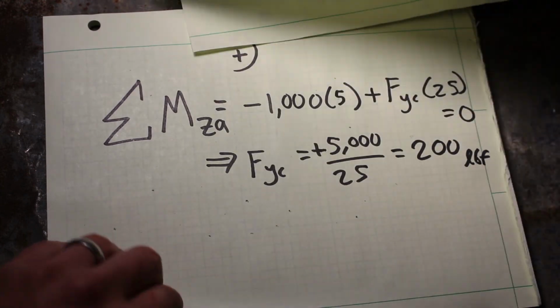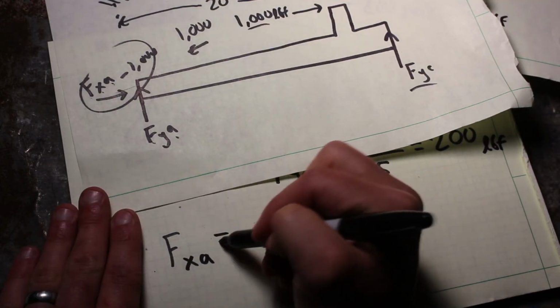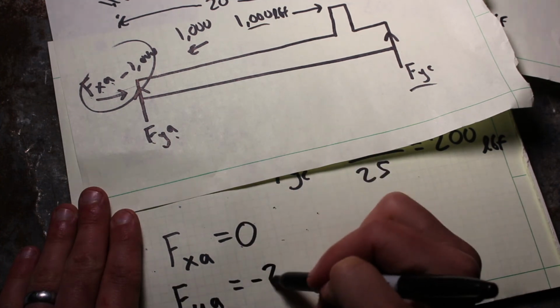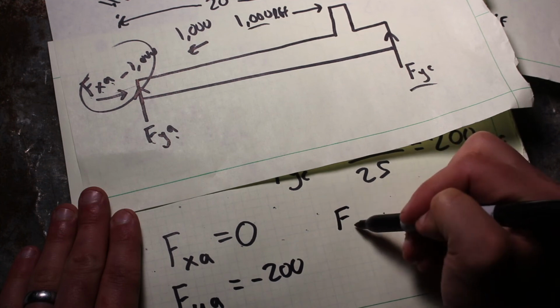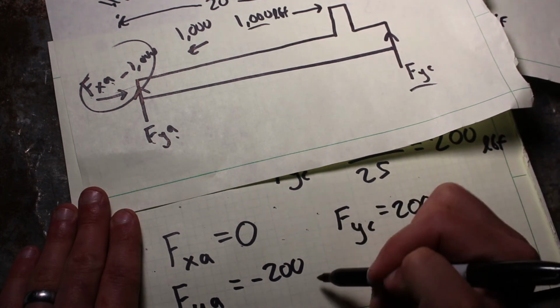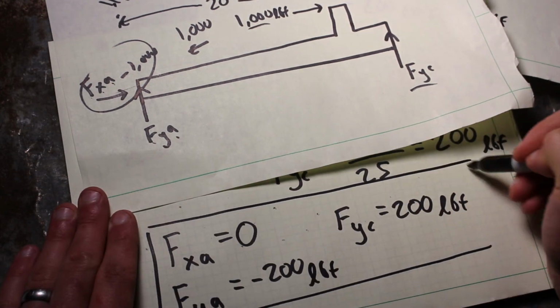So summarizing all that, we have the force in the x direction at A is 0. The force in the y direction at A is negative 200. The force in the y direction at C is 200 pounds. And that's all for now.